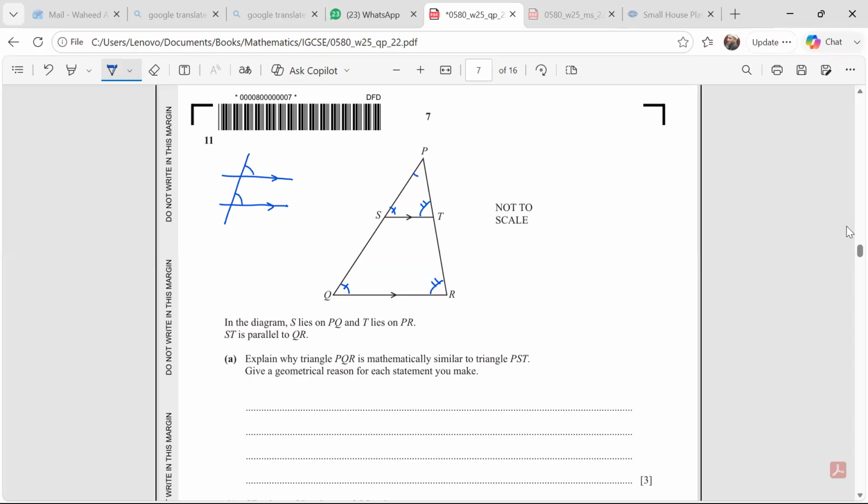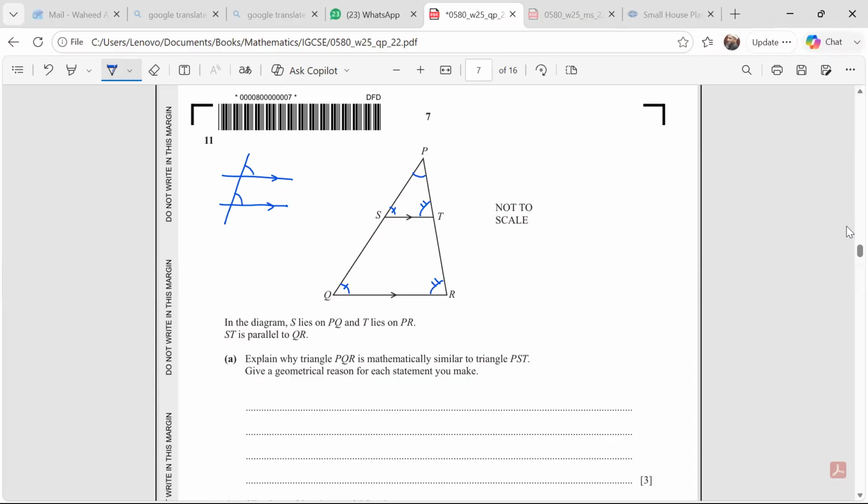And this angle is common to both triangles, the smaller triangle PST and PQR. It is common in both of those triangles. So that's why the three angles of the smaller triangle are equal to the three angles of the bigger triangle. So that's why these two triangles are similar to each other. Okay, I hope it is clear.